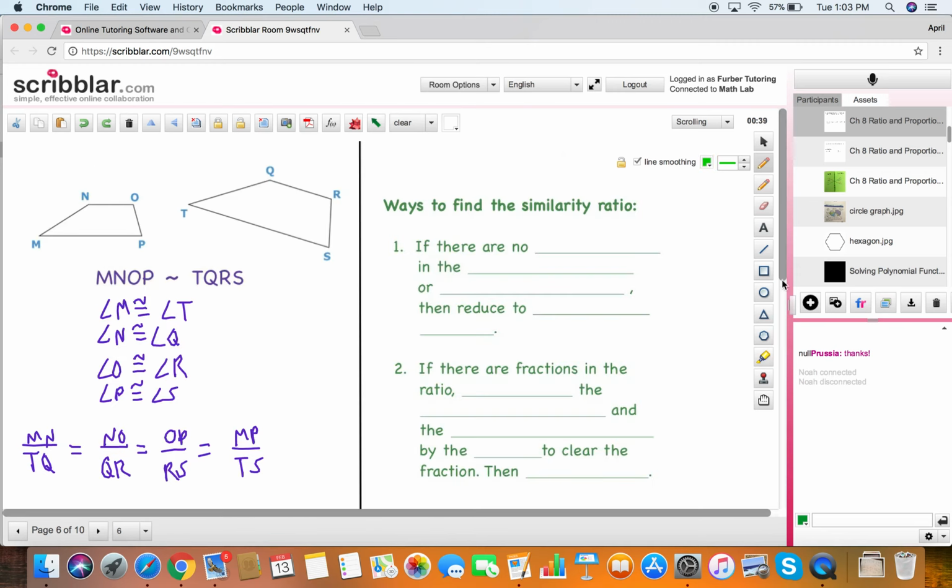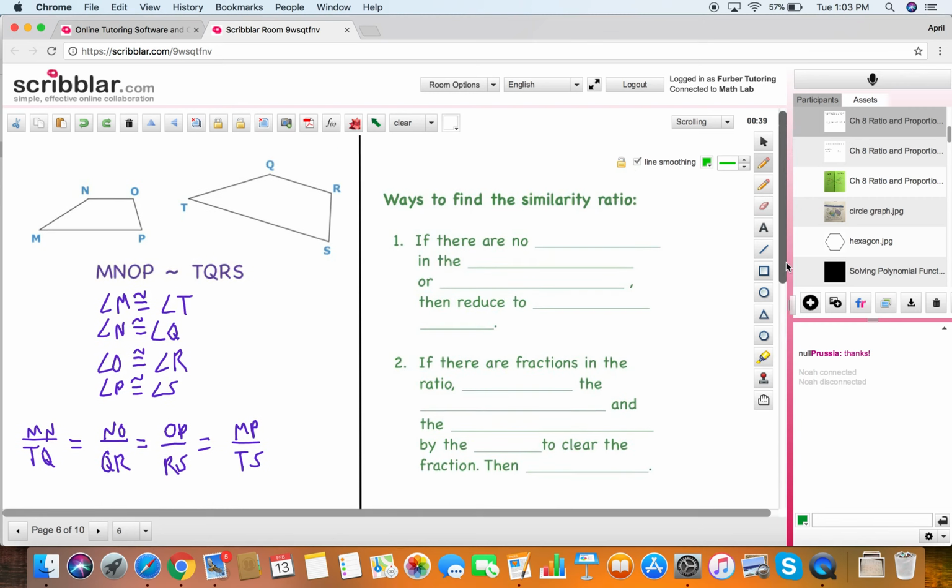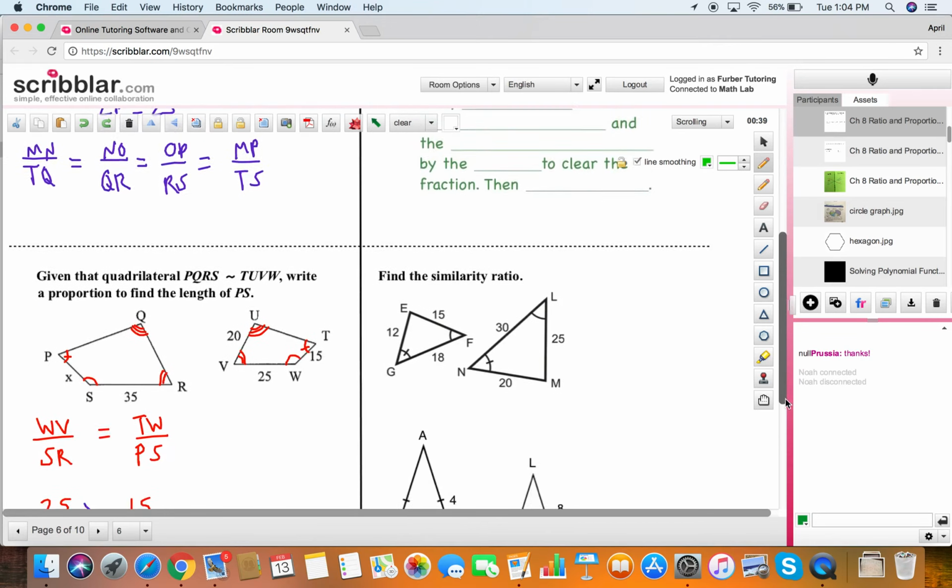Okay, so a couple of ways to find the similarity ratio. As long as there are no fractions, then this will be easy. If there's fractions, you've got an extra step to do. Okay, so for number one, if there are no fractions in the numerator or the denominator, then you just simply reduce to simplest form. So you just reduce the fraction to simplest form. Okay, so let me do an example like that one.